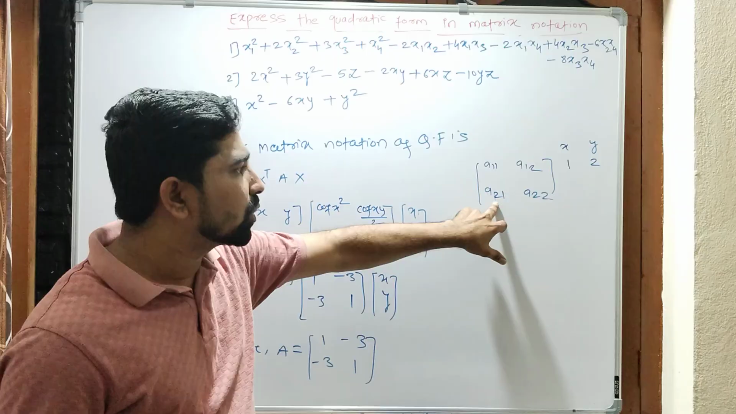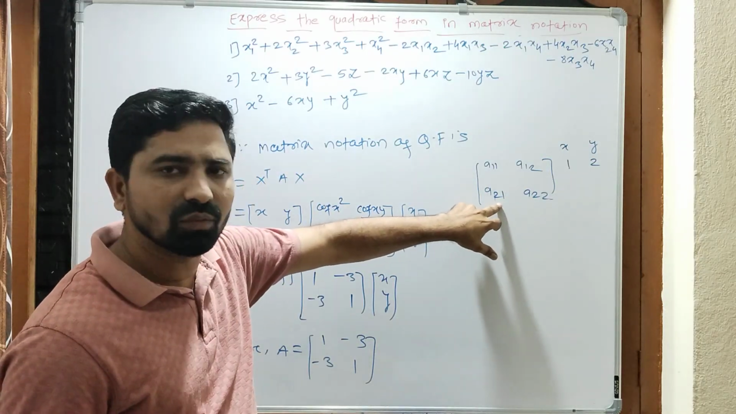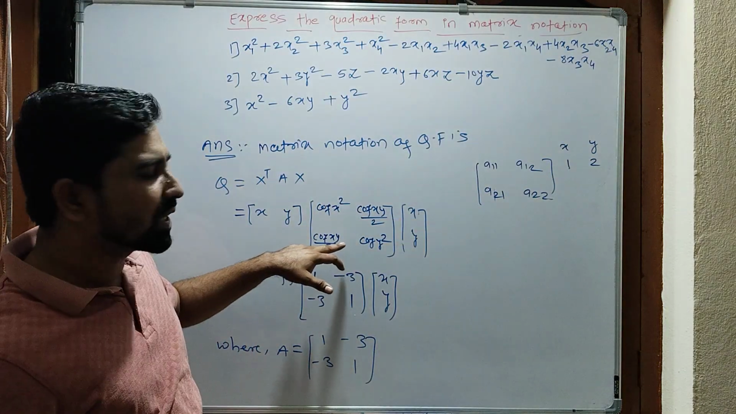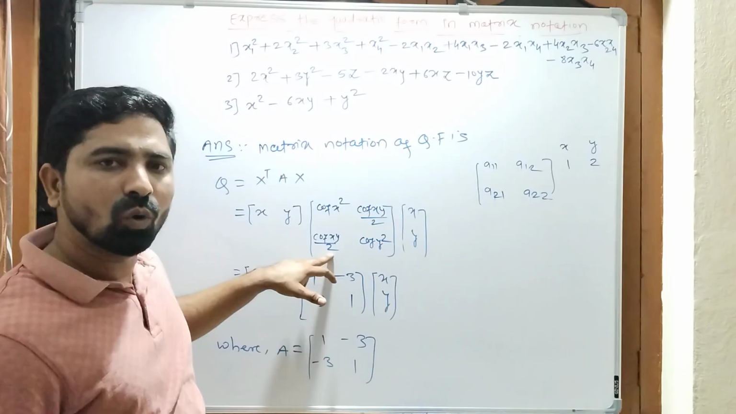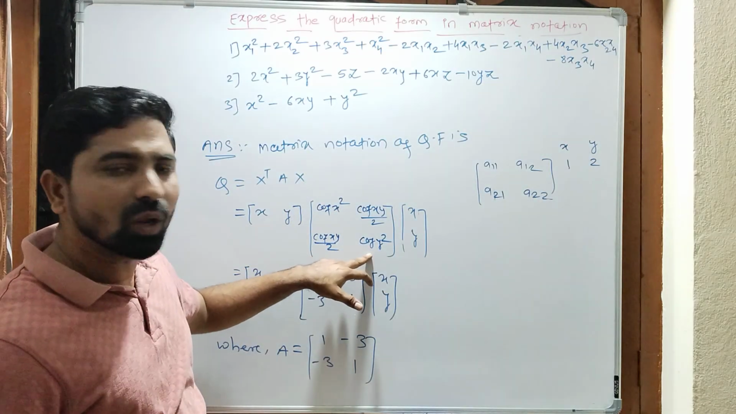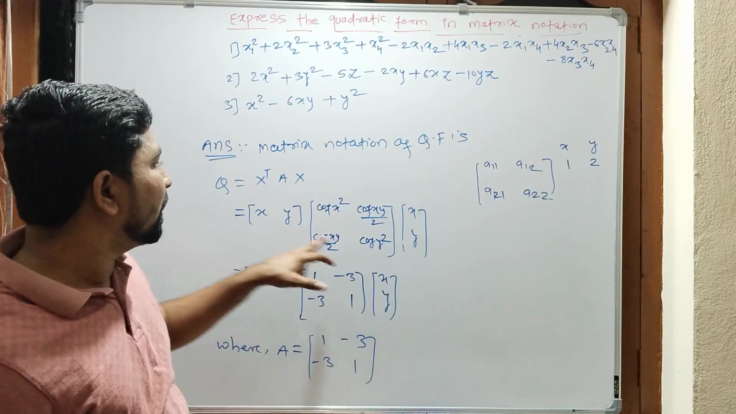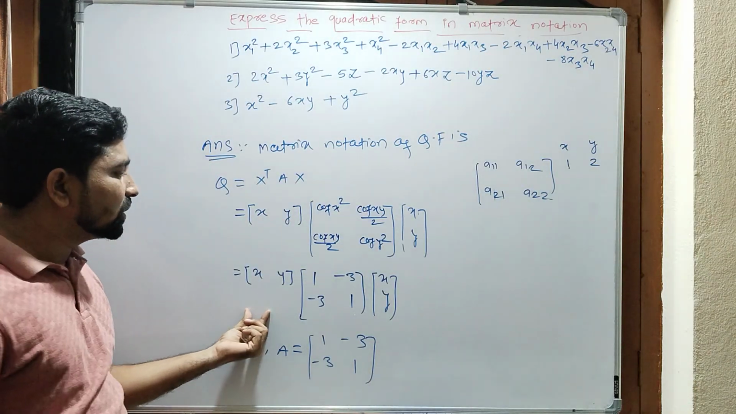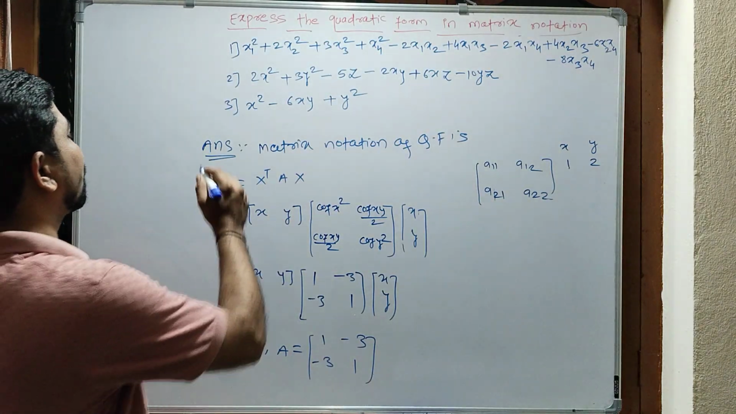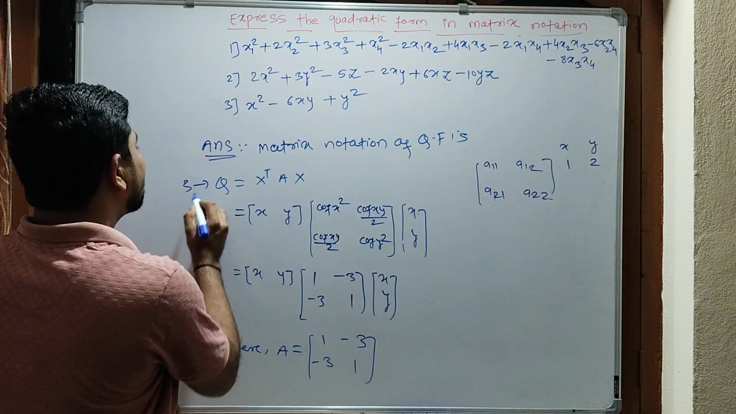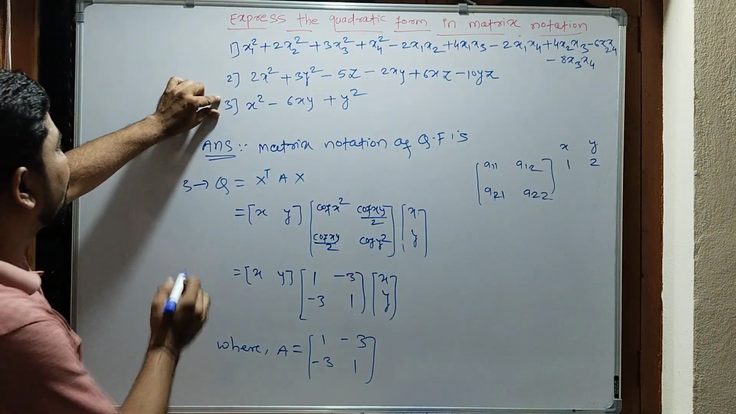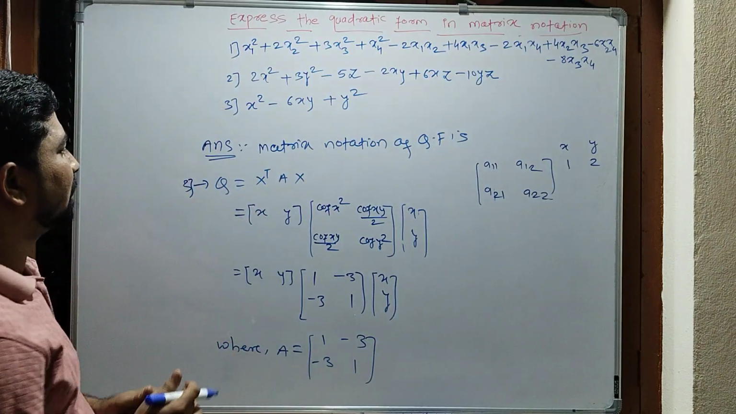So here a21 cross, here 2 and 1, i is not the same as j. Here the coefficient of yx is the same as the coefficient of xy, and the coefficient of y square, here y. So this is xy, this is the row vector. So here this is the matrix notation of this quadratic form 3. So this is the answer.